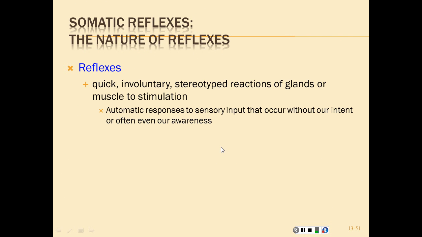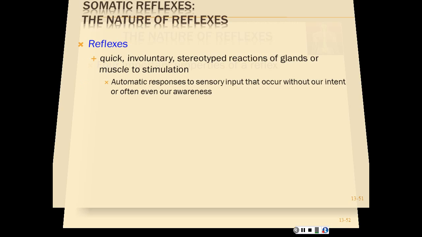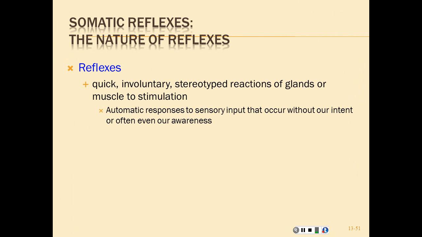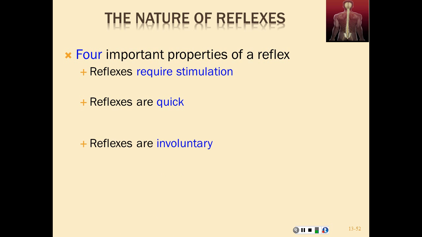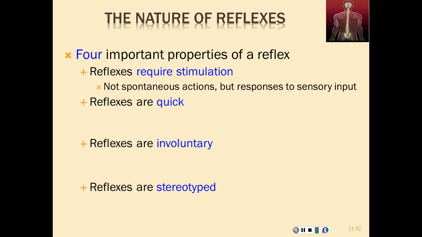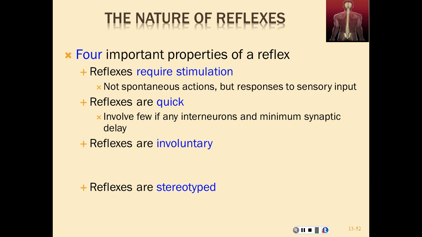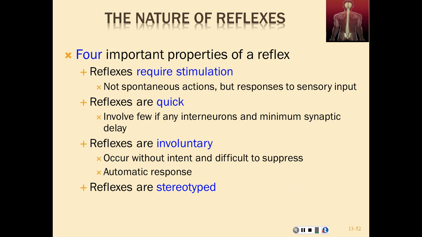Now, reflexes are quick, involuntary, stereotyped reactions of glands or muscles to stimulation. Automatic reflexes to sensory input that occur without our intent or often even without our awareness. Now, there are 4 characteristics of reflexes. Reflexes require stimulation. They are quick, involuntary, and stereotyped. When it comes to stimulation, they are responses to sensory input. Quick, they involve few, if any, interneurons and minimal synaptic delay. Involuntary, they occur without intent and often without awareness. And stereotyped, they occur the same way every time.